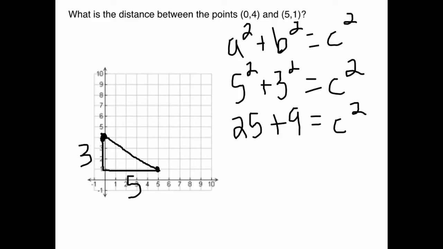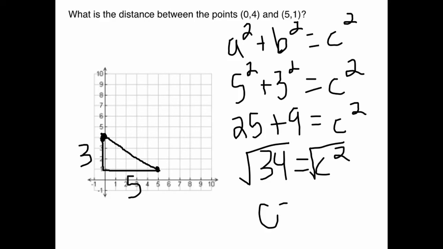Now, if I go ahead and add 25 and 9 together, that's going to give me 34 equals c squared. But I'm not finished yet. I have to take the square root to get rid of that exponent. So c equals the square root of 34.